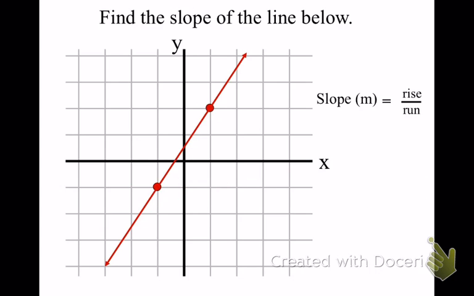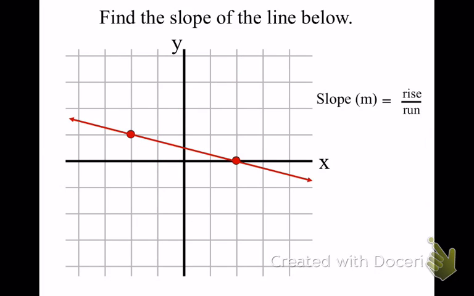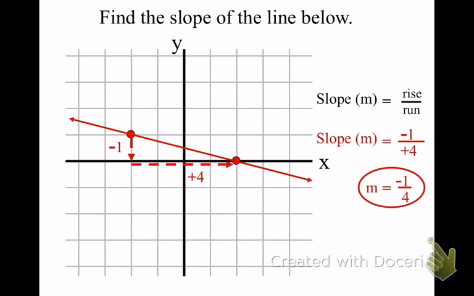Now, try the next one on your own. Now check your work. We're going to rise 3 and run 2. Hopefully you got +3 over +2. Now, let's try one more. Now check your work. I'm going to rise -1 because I'm going in the downward direction. And then I'm running +1, 2, 3, 4. So it's -1 over +4 reduces to -1/4. If you have only one negative, it should be a negative slope.